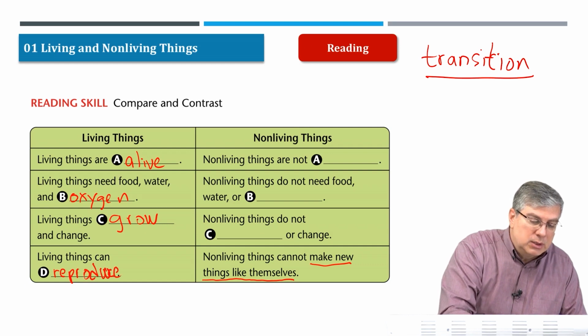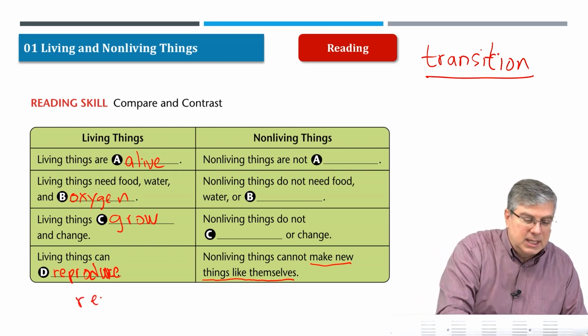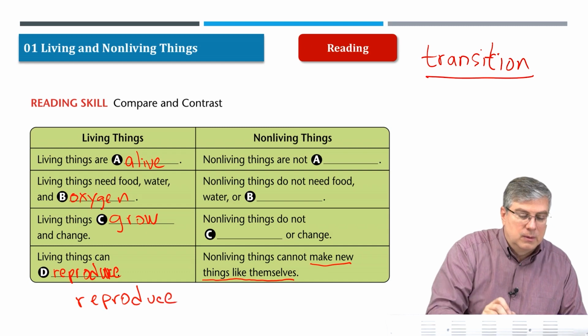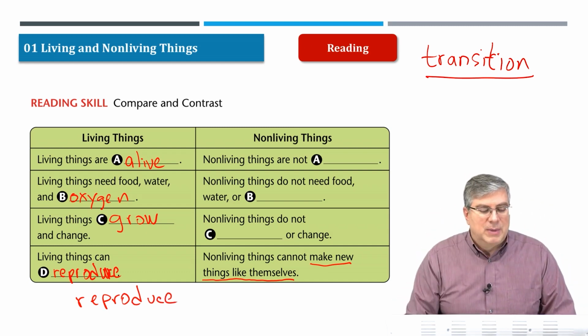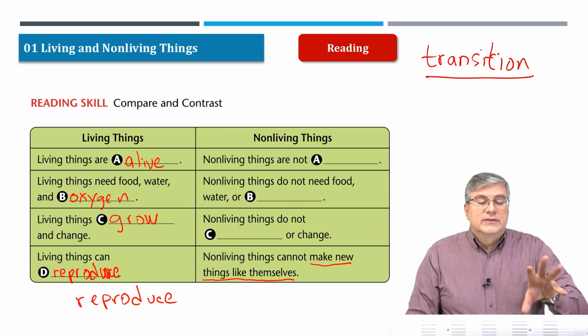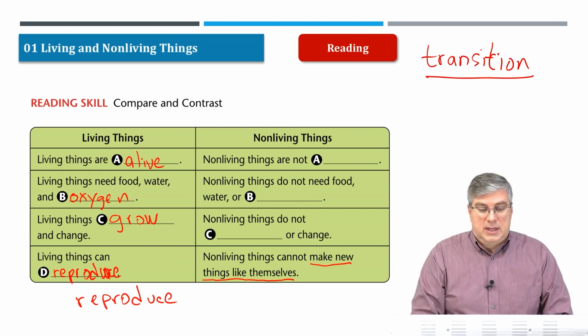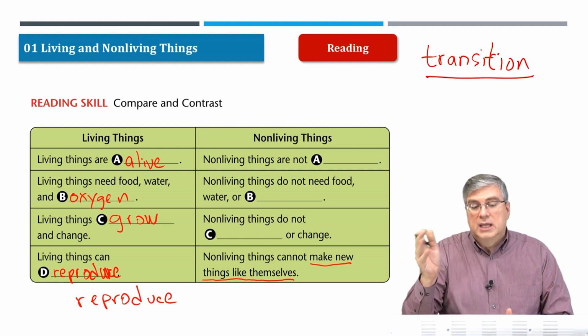Oops, I'm sorry. Reproduce, U-C-E. Okay, let me write that again. Reproduce. Okay, a little weird with this pen. Okay, reproduce. So living things can reproduce. Those are things that living things can do. They're the opposite of the other side, non-living things.